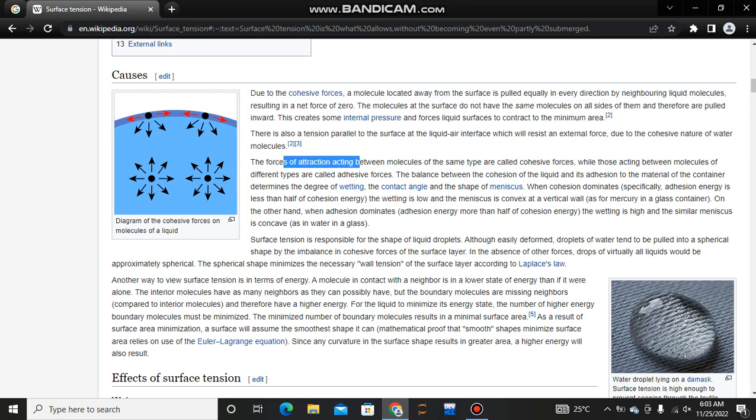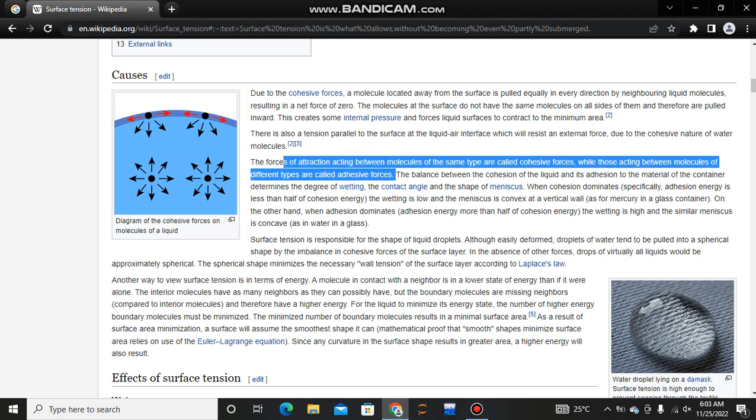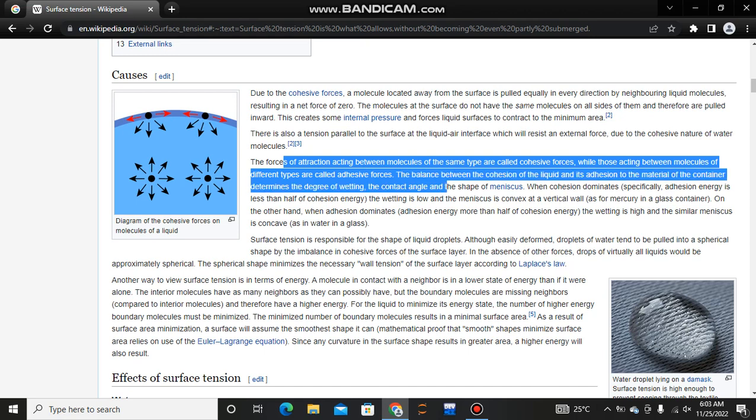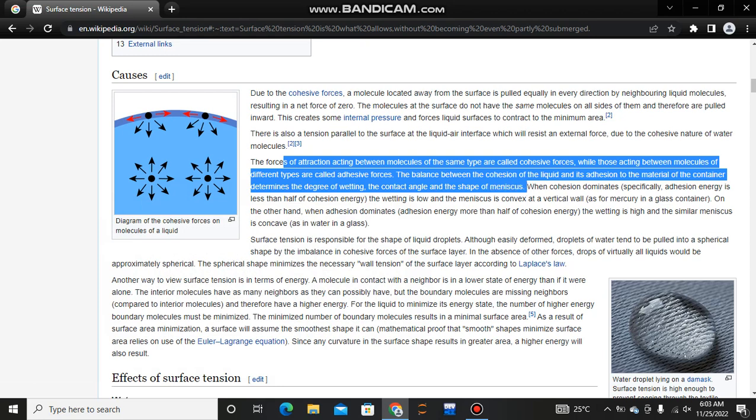Forces of attraction acting between molecules of the same type are called cohesive forces, while those acting between molecules of different types are called adhesive forces. The balance between cohesion of the liquid and its adhesion to the material of the container determines the degree of wetting, the contact angle, and the shape of the meniscus.